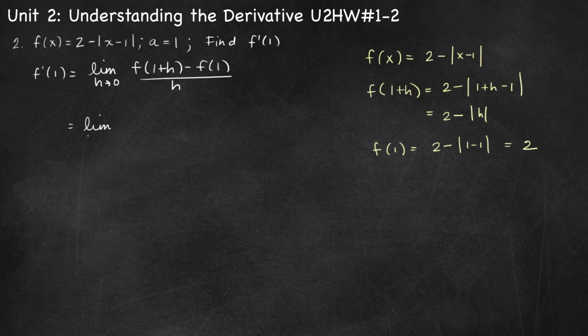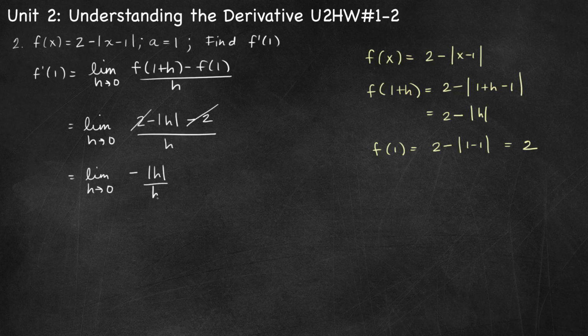So our limit as h approaches 0 of f of 1 plus h, which we simplified to just 2 minus absolute value of h, minus f of 1, which is 2, all over h. And here the 2 minus 2, that's 0. So that cancels out, leaving the limit as h approaches 0 of negative absolute value of h over h.